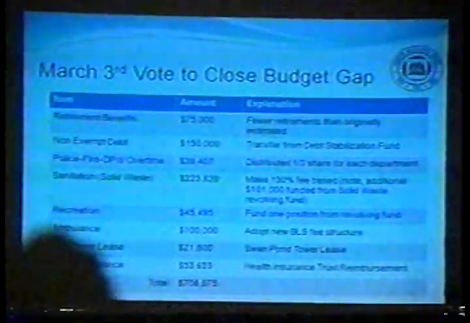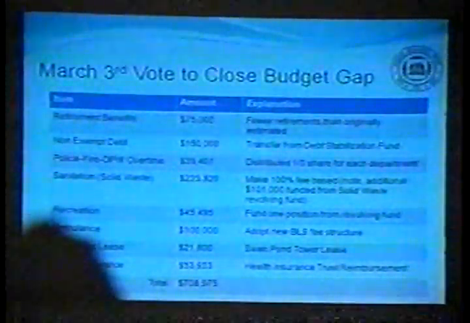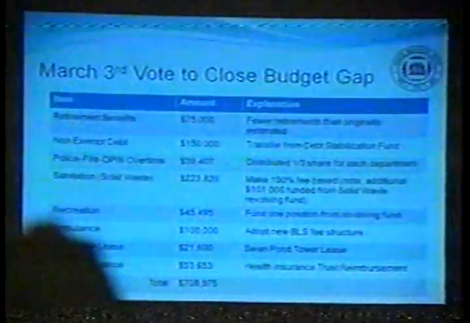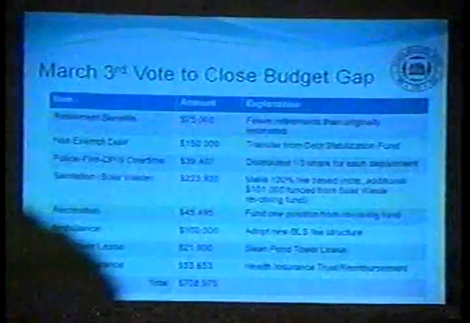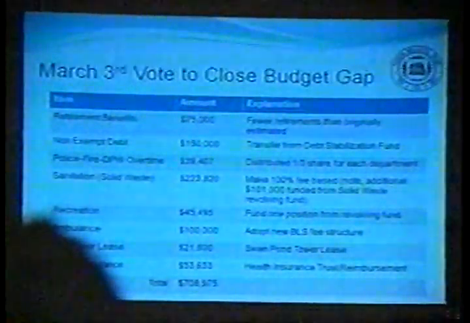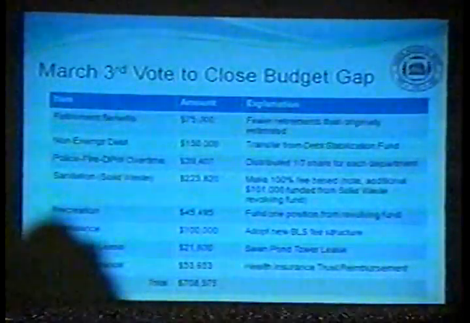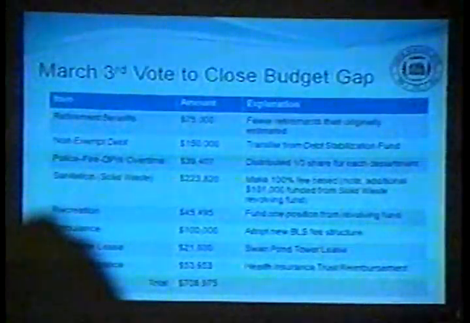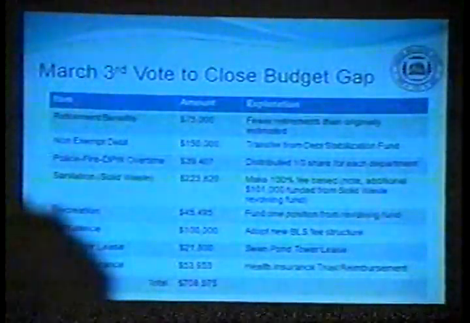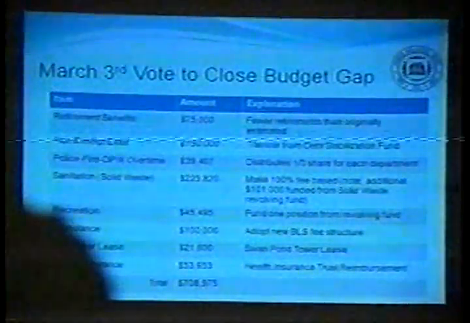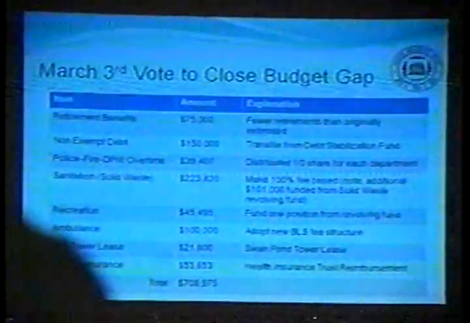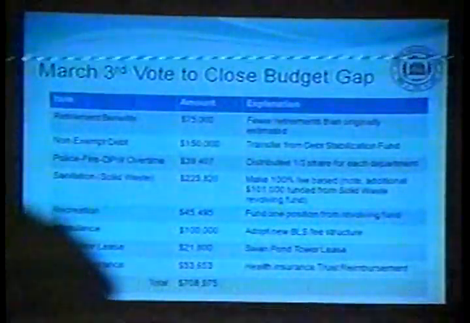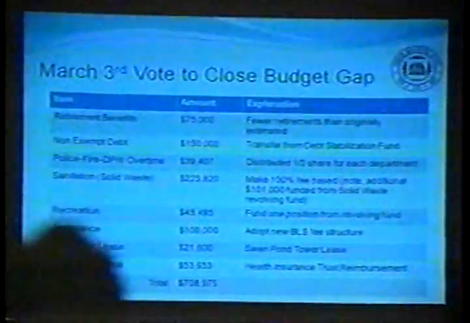We also took one position from the recreation department out of the town budget and moved it to the revolving fund. That's one of the reasons why this evening we were asked to increase the size of the revolving fund. We have also come back with adopting a new BLS fee structure for our ambulance, which will increase the fees that we collect by $100,000.